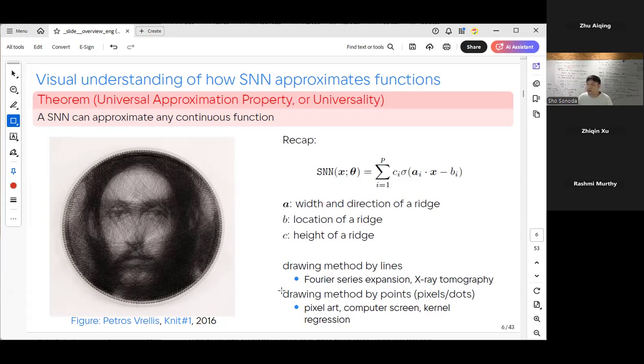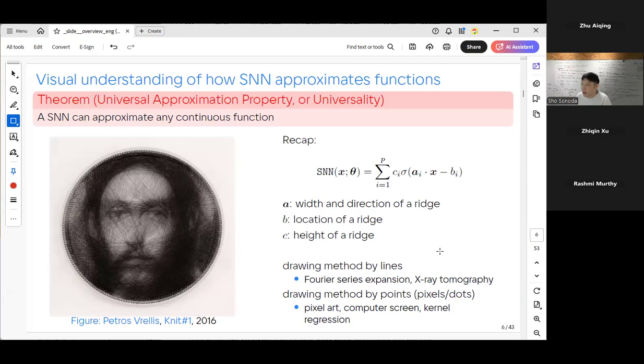On the other hand, you can draw illustrations by putting many points, not lines. For example, pixel art or this computer screen employs drawing by points. And as a machine learning method, kernel regression corresponds to this drawing method by points. So in this sense, the kernel method and neural networks are a bit different as function approximators. Okay, this is an intuitive understanding of how neural networks approximate functions.